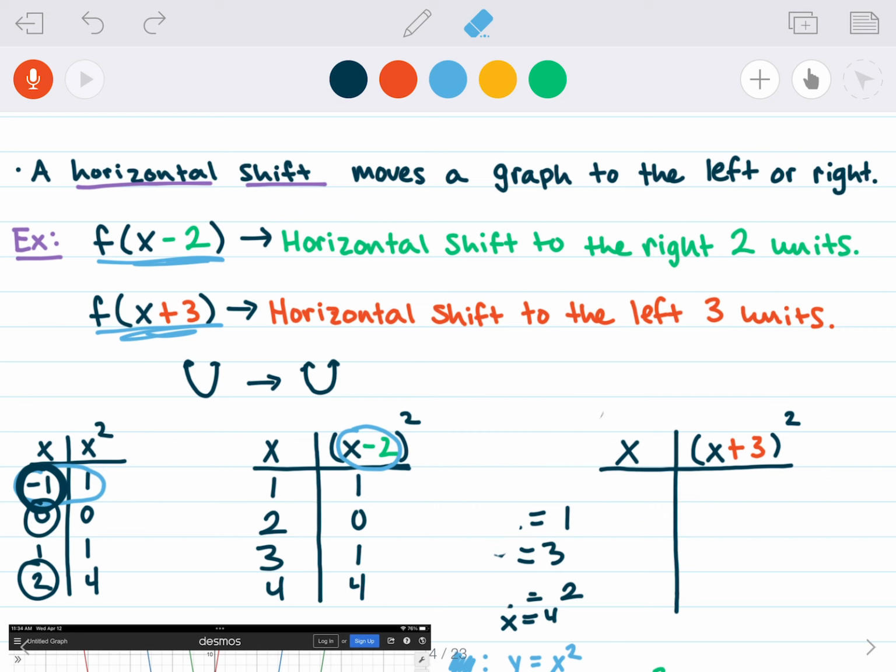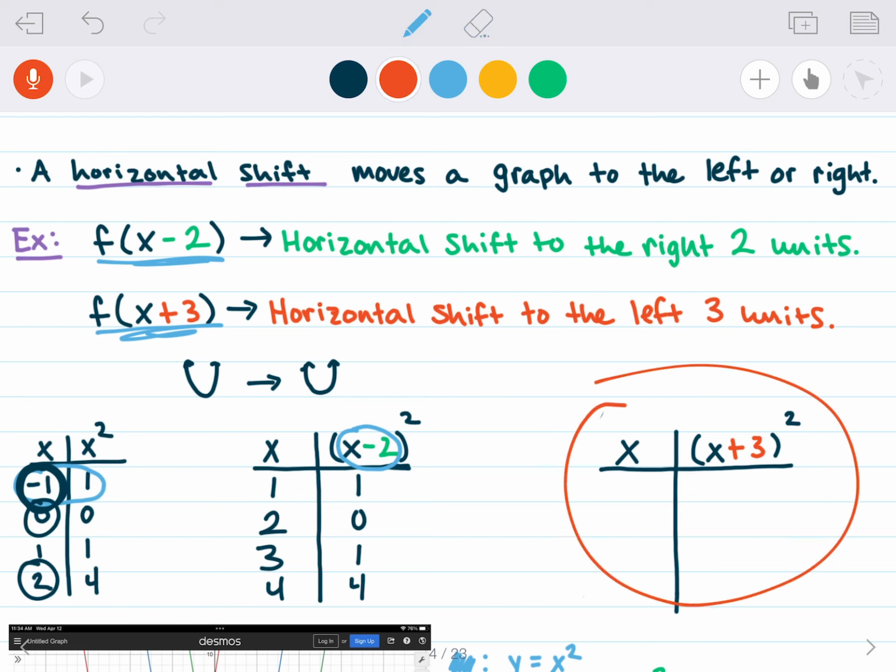So let's look at this other shift. We shifted to the right here. We shifted all the x values 2 to the right. Let's look at this one. This time we're shifting all of the x values 3 units to the left, but we don't want our outputs to be any different from the parent function. So the parent function's outputs are again going to be the outputs here, but our x values are going to shift. We can do that trick again.